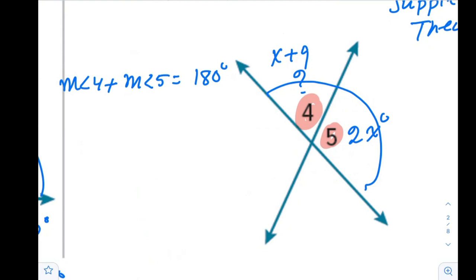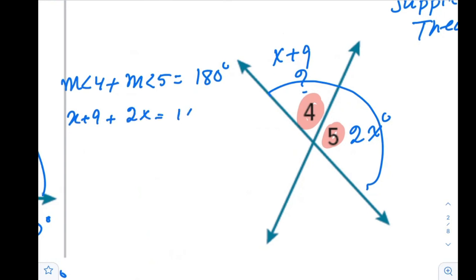Let's substitute: x plus 9 plus 2x is equal to 180. x plus 2x is 3x.